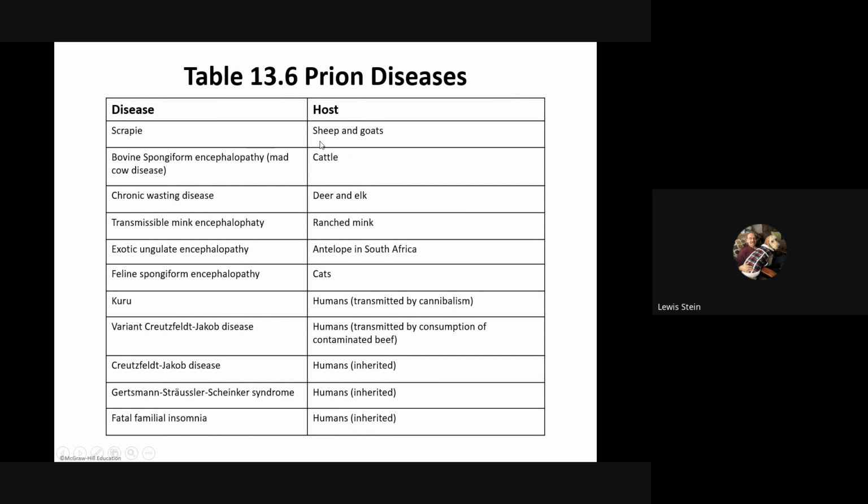So sheep and goats, here's the mad cow, and they all are typically spongiform encephalopathy, which tells you what it is. Deer and elk, mink, antelope, cats. This is interesting. This is where we got the idea. They were able to bring up effectively mummified specimens of cannibalistic tribes and found that they had effectively spongiform encephalopathy. The prion was named for it. The disease is called Kuru.